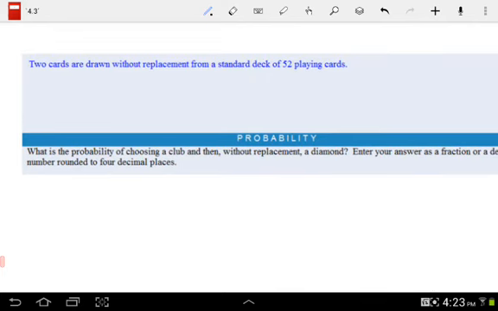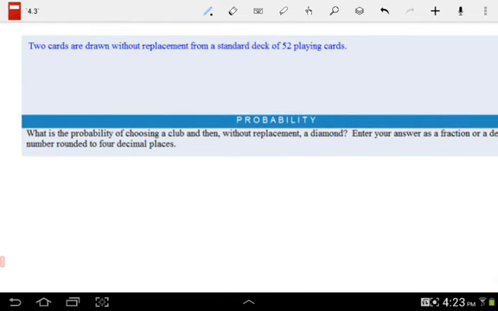Now finally, this one's just really similar here. It says, what is the probability of choosing a club, and then without replacement, choosing a diamond? So again, the probability of choosing a club would be 13 out of 52 times. Now the probability of choosing a diamond, notice if we pulled a club out, it's not going to affect the amount of diamonds. So we still have 13 diamonds left, but we did pull a card, so that's only going to leave me with 51 there. I'll leave you that to multiply out. I believe that's all.